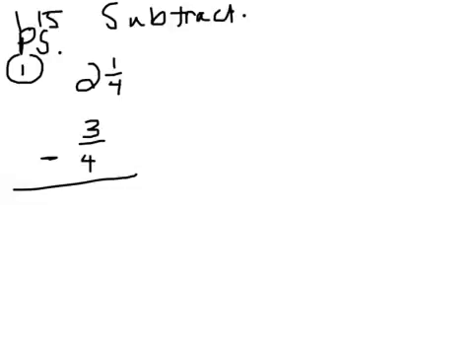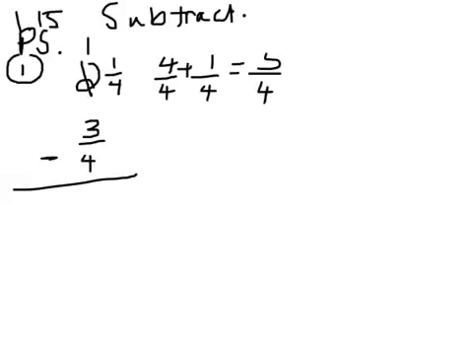The problem is, how are you going to take? Yeah. And you have to borrow from the 2. Yeah. So how do you take? What do you do when you borrow from the 2? You got 1 left over. How do you write that? 4 over 4. Yeah, 4 over 4 plus 1 over 4. Good. So 5 over 4.